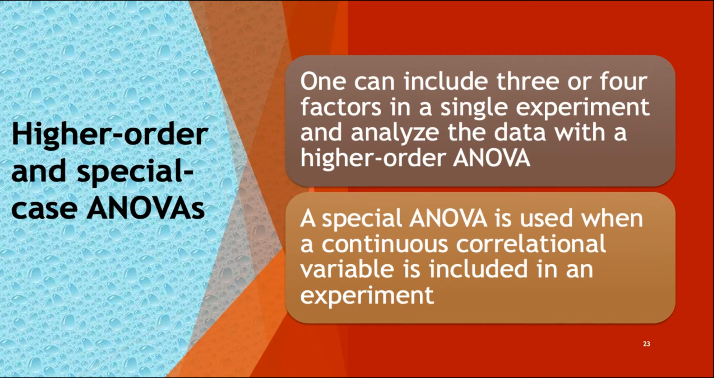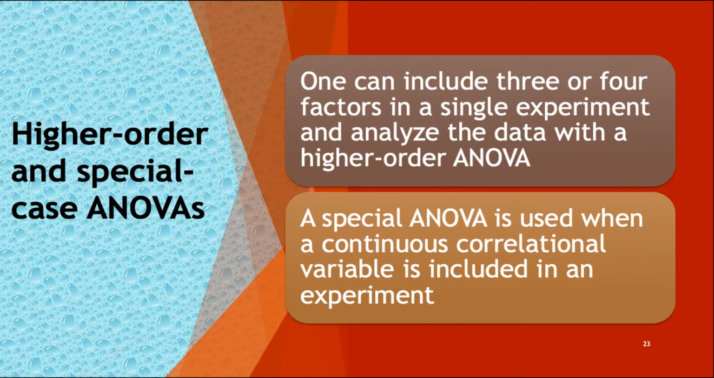So, higher-order and special-case ANOVAs. Variations of ANOVA exist for just about any design used in research. For example, you can include three or four factors in a single experiment and analyze the data with a higher-order ANOVA. In a three-factor ANOVA, you can test three main effects: A, B, and C; three two-way interactions: A×B, A×C, and B×C; and a three-way interaction: A×B×C.